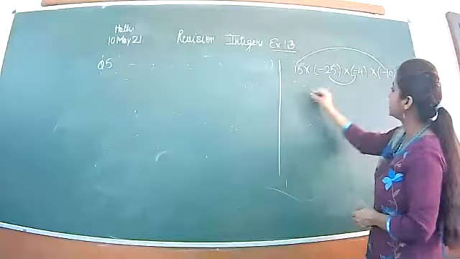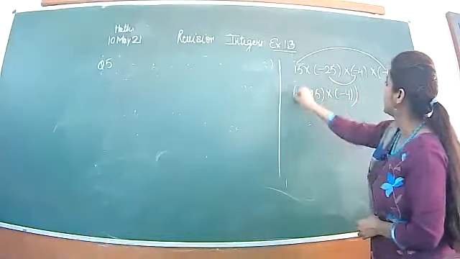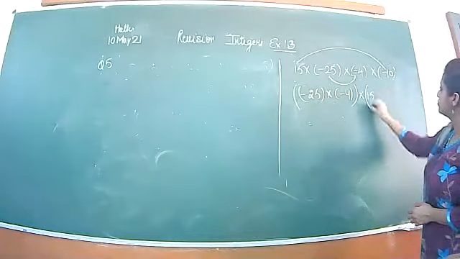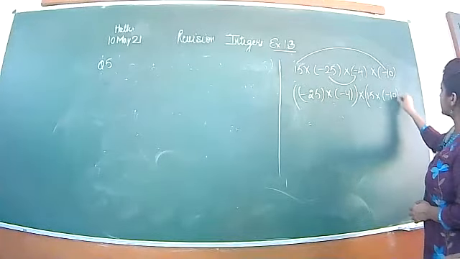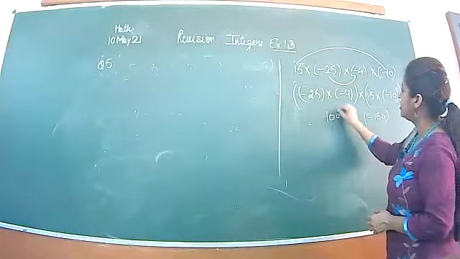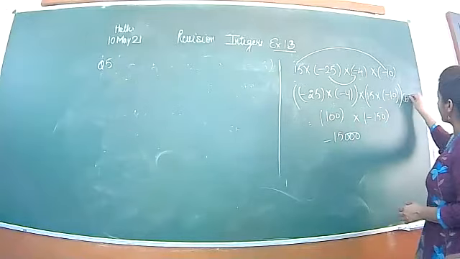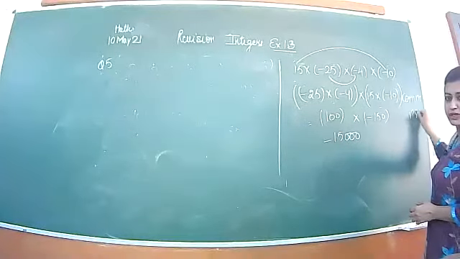So when you multiply these two terms, minus 25 into minus 4, and 15 into minus 10, this is minus 150, this is 100. When you multiply them, this is minus 15,000. You will write commutative property.